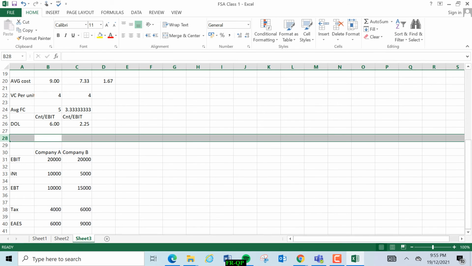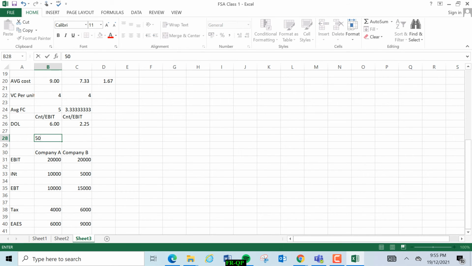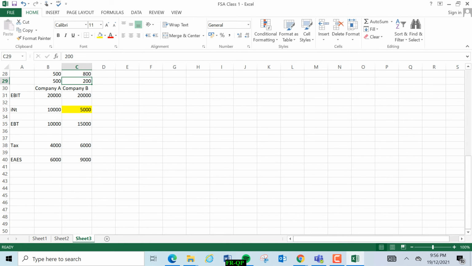So here the equity is 500 and 500 debenture was there. Here the debenture was less, the reason being the interest is less. Say the debenture is here 200 and equity is here 800, because here the debentures are less. So in that case, what is the EPS? You will find it here.